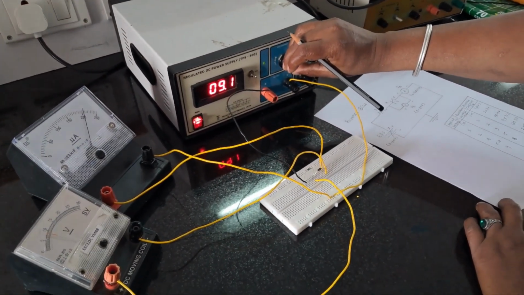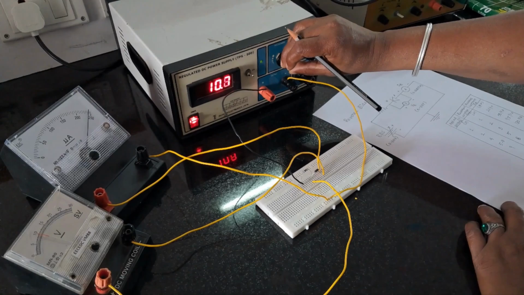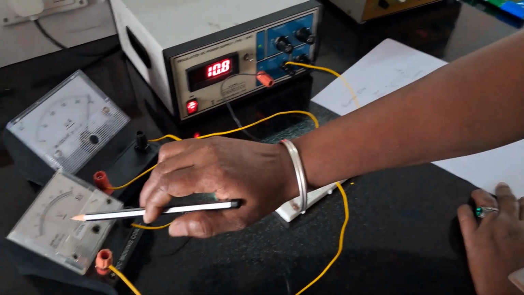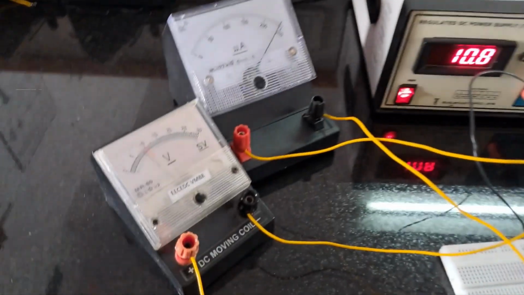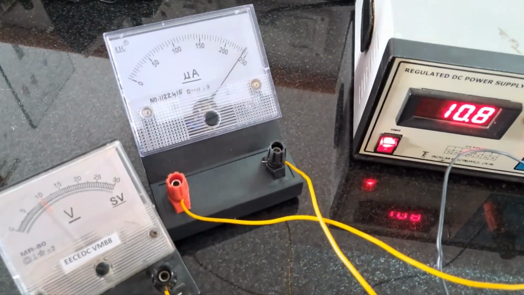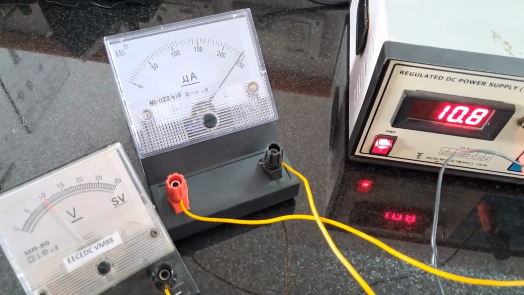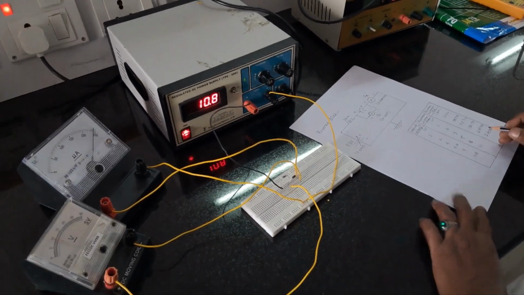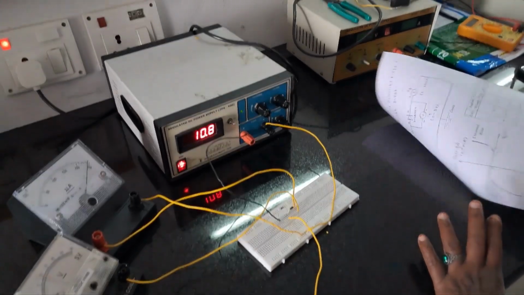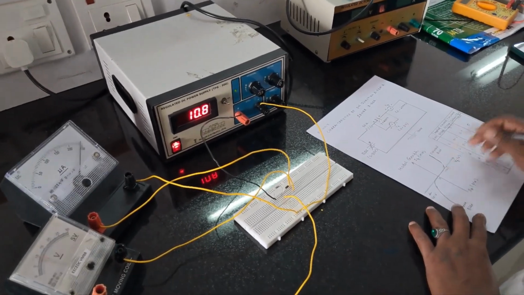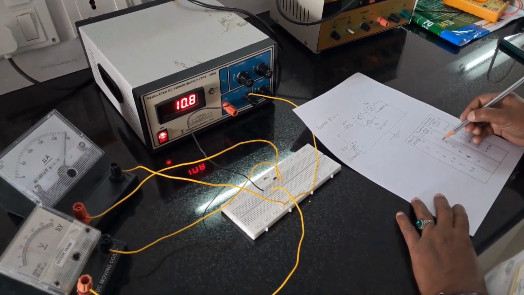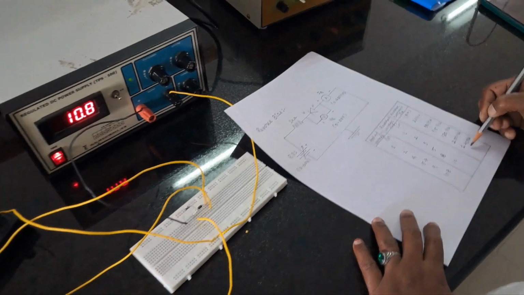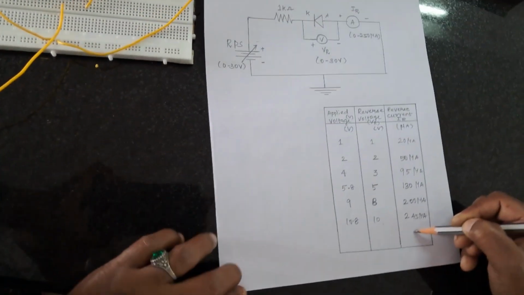Next we take one more reading. Our applied voltage is 10 and the reverse voltage is 10 volt, and our current is 245 microampere. Here, as the voltage increases, the reverse voltage increases, and the minute reverse current also increases.